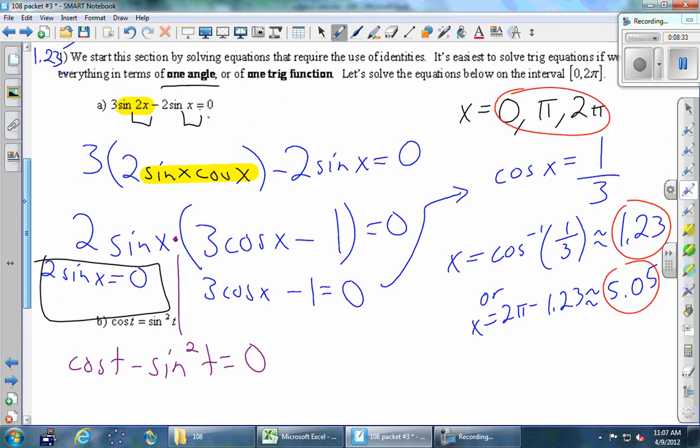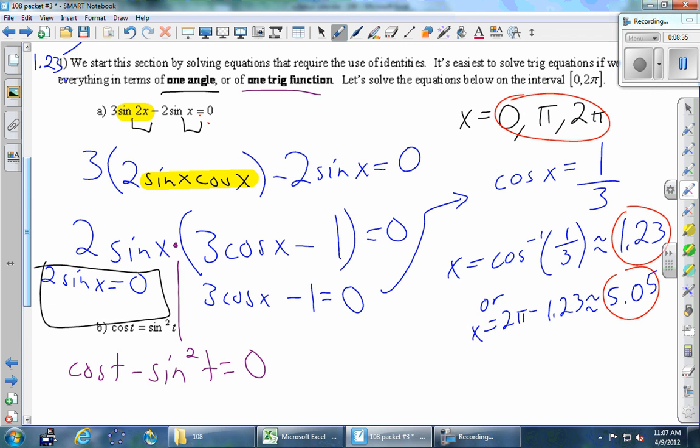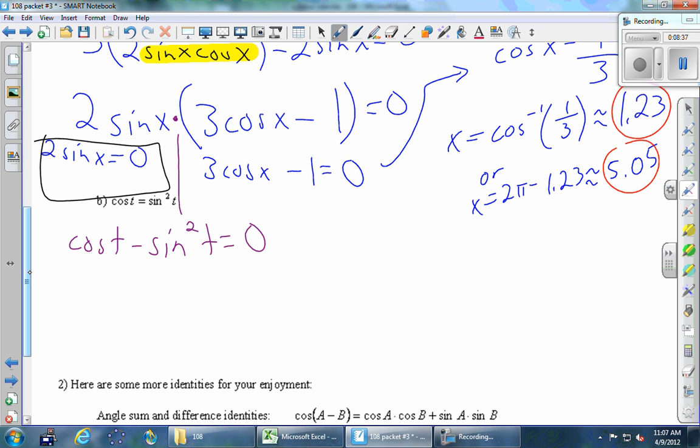So the other technique was to get things in terms of one trig function. This one has cosine and sine, and there isn't much we can do at the moment, but you do have an identity that has a sine squared in it. Sine squared plus cosine squared is 1. So we're going to use the other version of that, which says that sine squared of t is really 1 minus cosine squared. We've used that a few times. So this becomes cosine t minus 1 minus cosine squared.